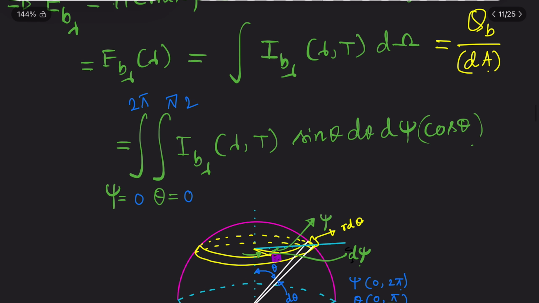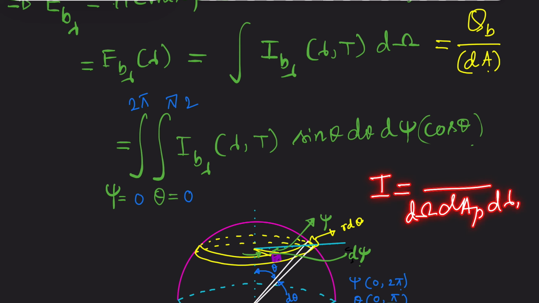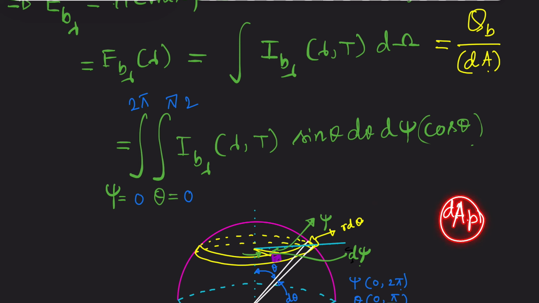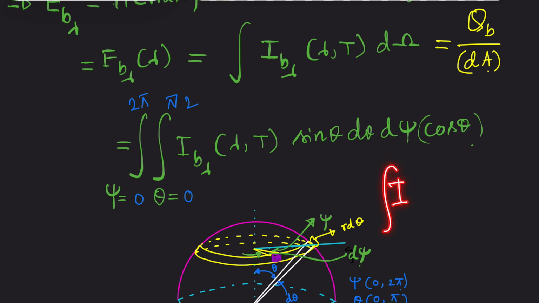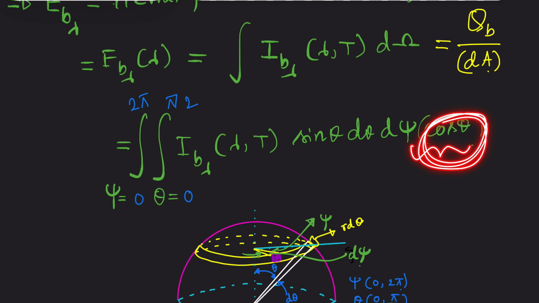This I thing I am defining by dA projected, and all the things are there, d lambda, d sigma, but dA projected. This dA projected is equal to dA into cos theta, and this cos theta is s dot n. This I have described, right? So whenever I am integrating the I with respect to the direction, then I have to take care of this cos theta also. Why?